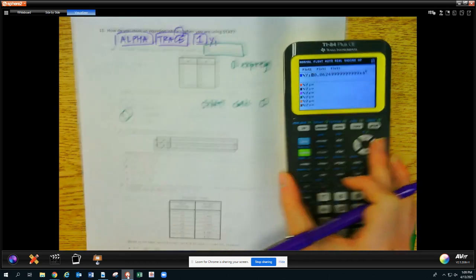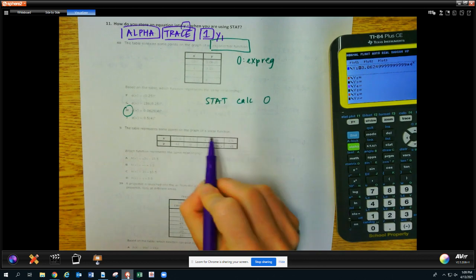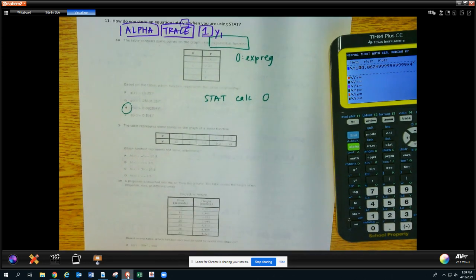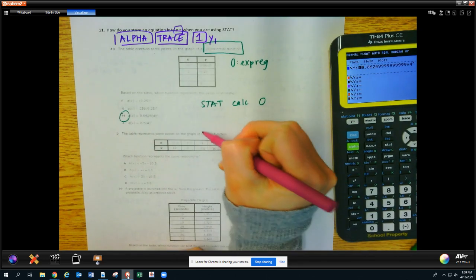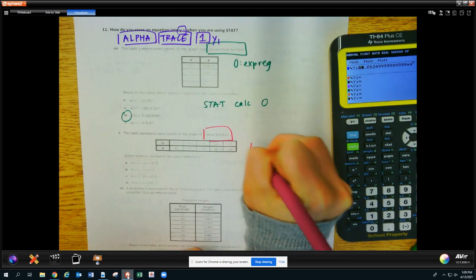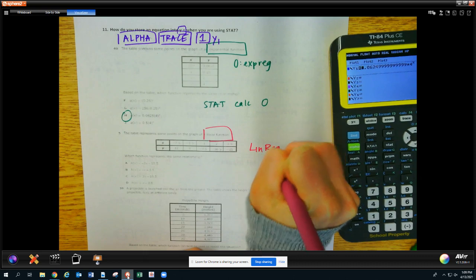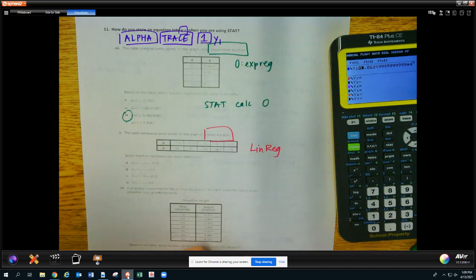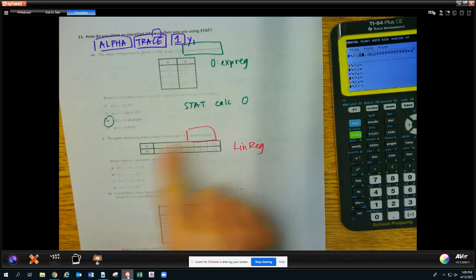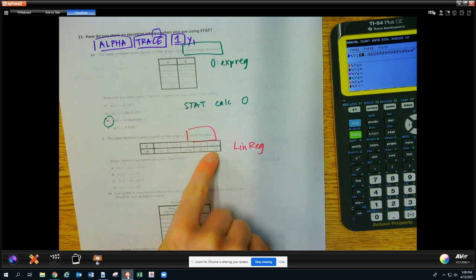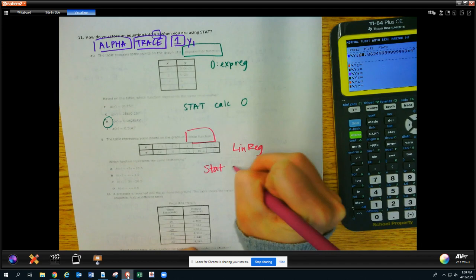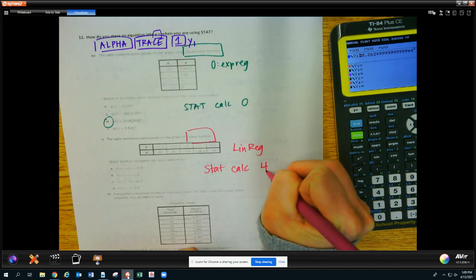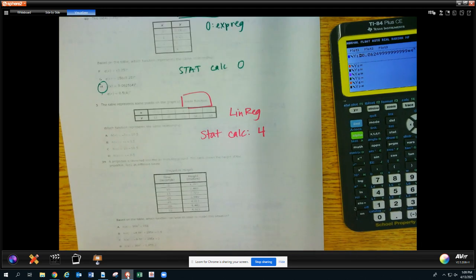Okay, alpha trace. Okay, the table shows some points on the graph of a linear function. So we just did expreg. For this one, we are going to do linreg. They're going to tell you what to do, so you got to pay attention. Okay, so you're going to put this in L1. You're going to put this in L2. And you're going to do stat calc 4 for linreg.